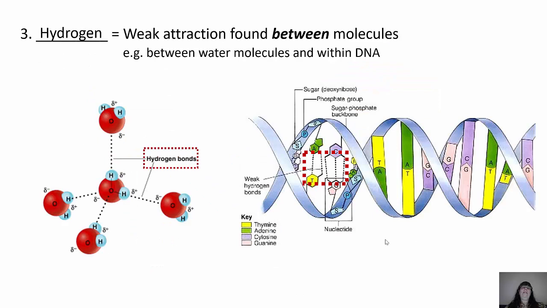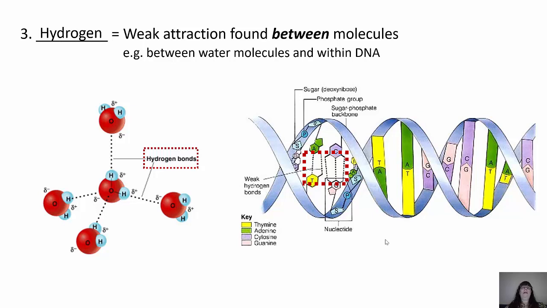Now the last type of bond we're going to talk about is a hydrogen bond. Hydrogen bonds are very weak attractions found between molecules. Now that's an important note. It's between molecules. So it'll be between water molecules or within DNA. Hydrogen bonds are represented by a dotted line.